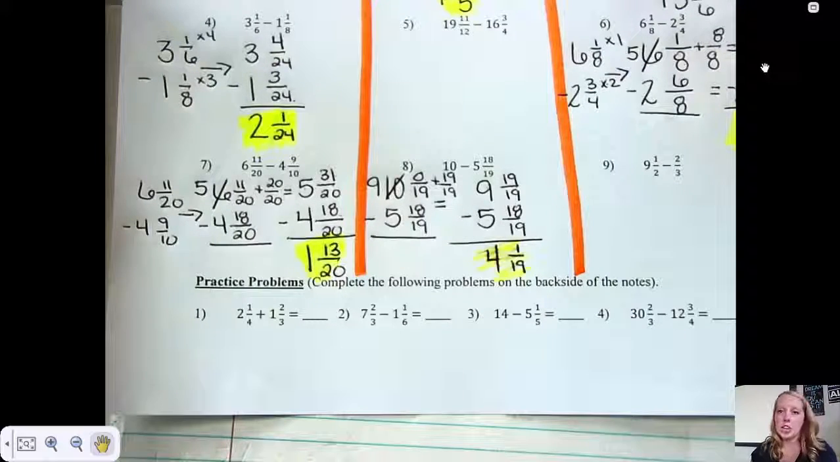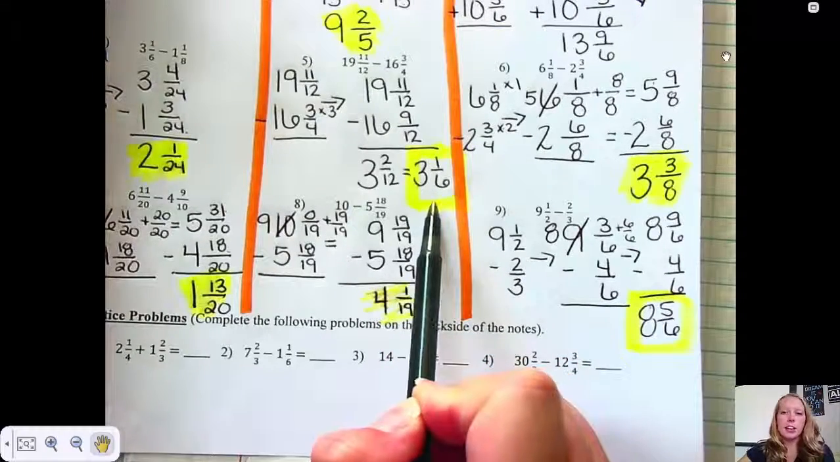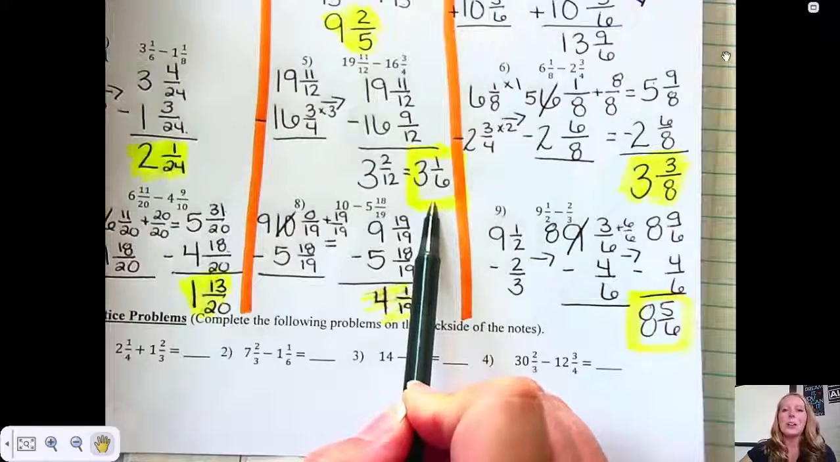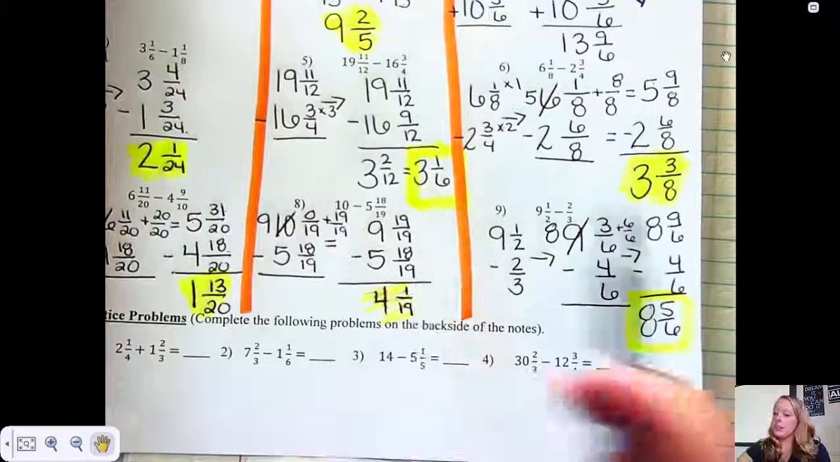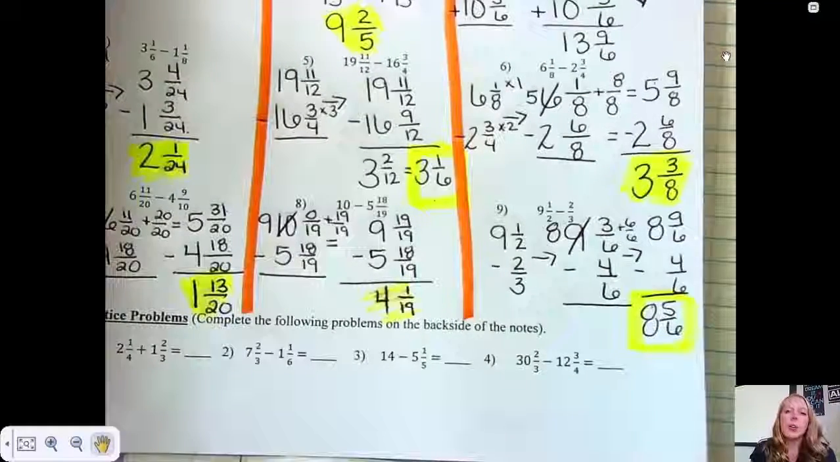Pause your video and then check back with me. All right, let's check. Number 5 right here in the middle is 3 and 1/6. And number 9 way down here would be 8 and 5/6. Okay, you've got 4 to practice on your own, just like yesterday. All work on the back side. If you do not have it, you will not be counted as having these notes completed on time. Good luck!